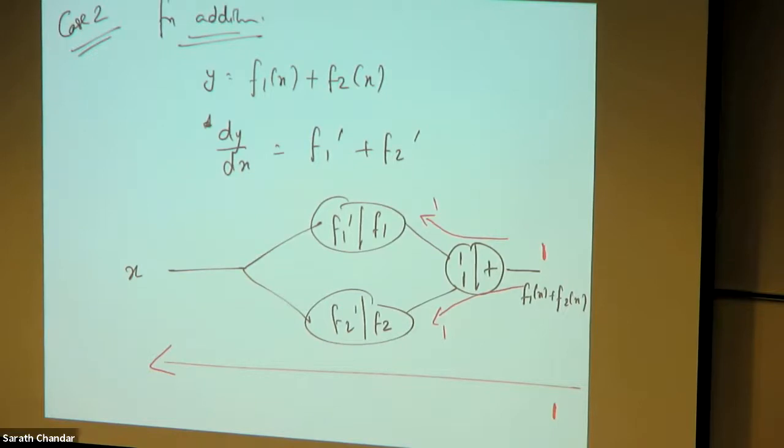Right? Now it goes further. So multiplied by f1 dash, it becomes f1 dash. Multiplied by f2 dash, it becomes f2 dash. And whenever you have this thing merging, you combine, so you get f1 dash plus f2 dash. Is that clear?